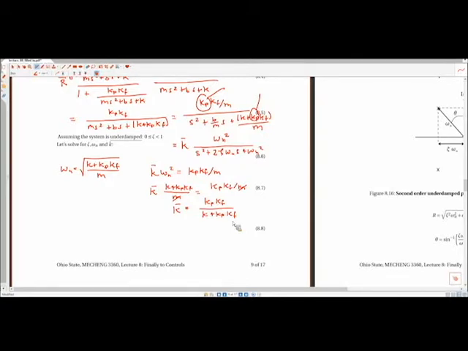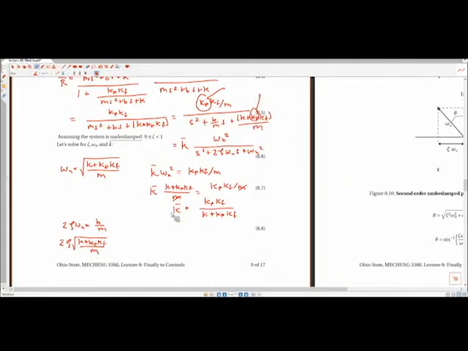Last term, we have the s to the 1 term here. Sorry, s to the 1 term is b over m, and that matches 2 zeta omega n, right? So we have then 2 zeta omega n is equal to b over m. So then I have that 2 zeta omega n is square root k plus kp kf over m.